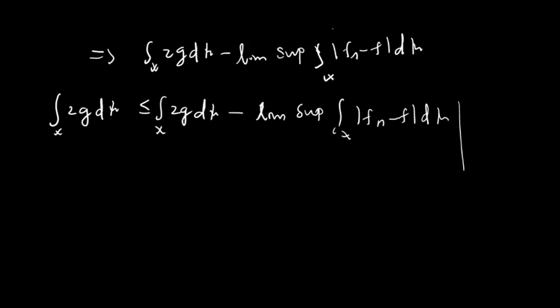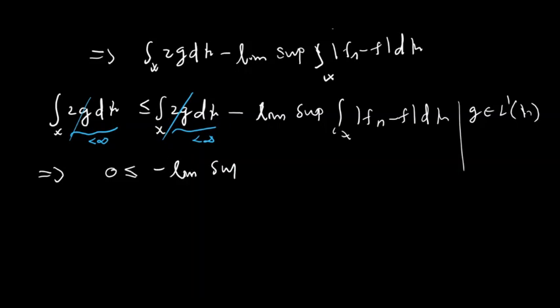We know that g belongs to L1(μ), so this quantity is finite. This is also finite. So we can cancel these terms. So this implies on the LHS we have 0. So 0 is less than or equal to minus lim sup of the integral over X of |f_n minus f| dμ.